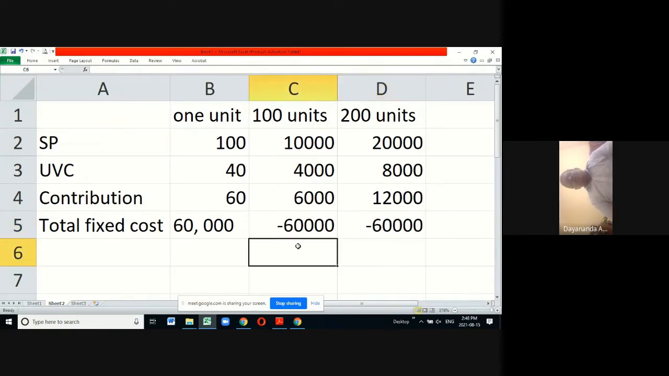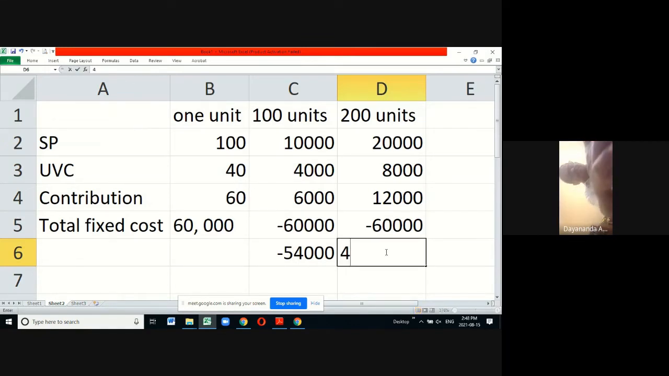So thereby what happens is, if you operate at this level, 54 would be your loss. Here of course it would be, how much? 48. Loss is 48. Agreed? Loss is 48.